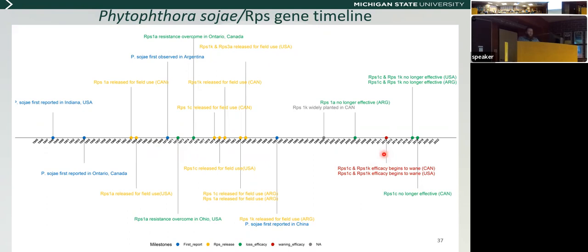This all culminates in about the mid-2010s. We see reports of RPS1C and 1K efficacy beginning to wane in Canada and the United States. And about 5 to 6 years later, in our most recent sampling in the US and Canada, we see that efficacy is completely broken down. In most pathotype studies performed recently in various states in the US, we're seeing 80+% of those isolates being able to overcome RPS1C and RPS1K.